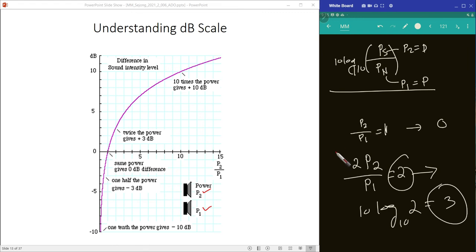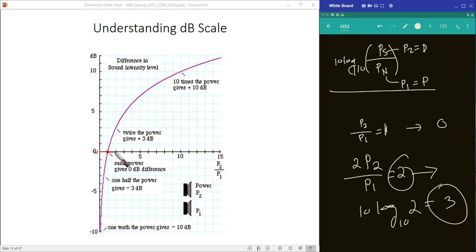Okay. So now look at this scale. Let's say this is a linear scale. Exactly at this point, what is happening? At this point, you see, this linear scale is 1, right? This is 1, 2, 3, 4, 5, and 10, this 15. So at this point, it is 1. So it means P2 divided by P1 is 1. And in dB scale, this is 0.